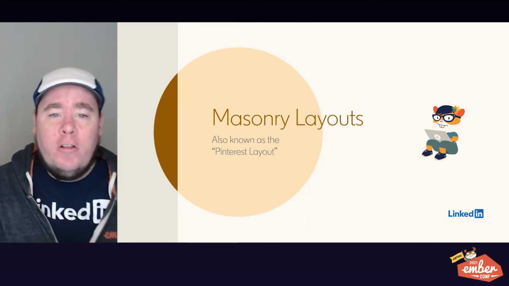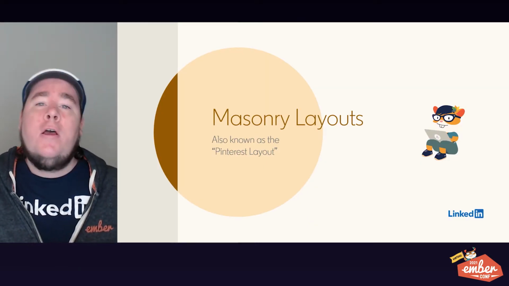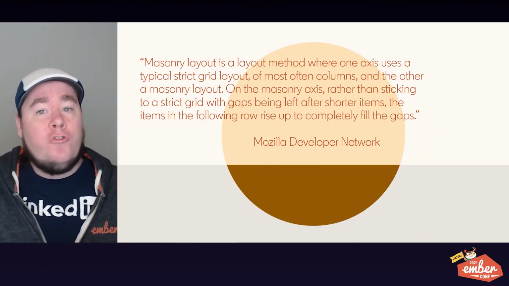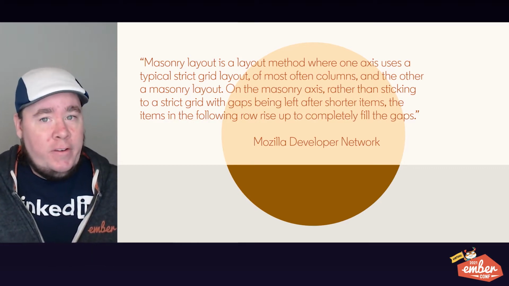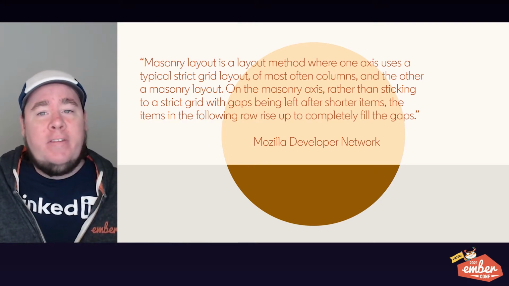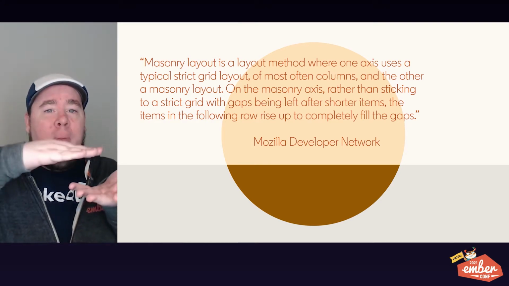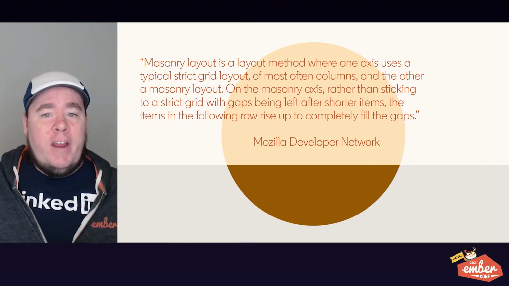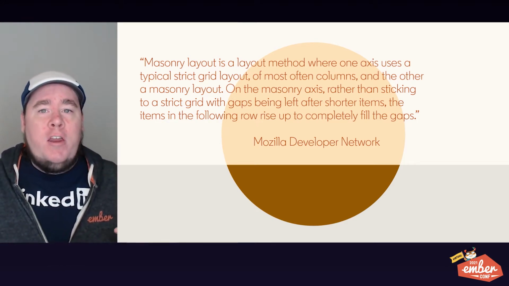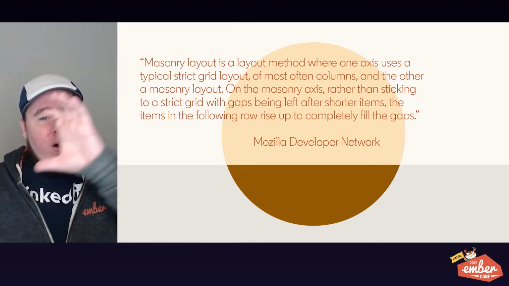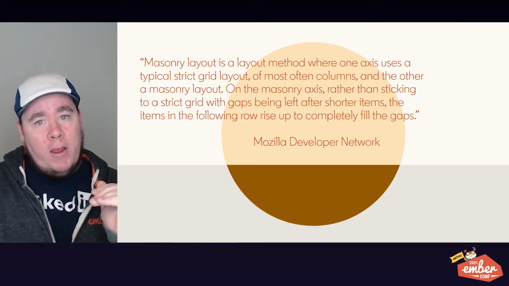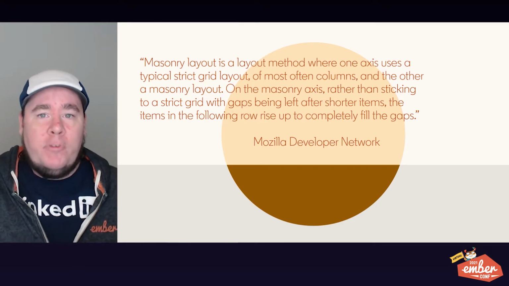Now, let's talk a little bit about Masonry Layouts, which you may know as the Pinterest layout. A Masonry layout is similar to a strict grid layout, where one axis does have that very strict grid setup, but the other axis, the masonry axis, eliminates any space between items. So instead of sticking to that strict grid, usually this is vertical space so that you have that nice layout where no matter how tall each item is, the next item below it is going to come up right underneath it without any major gaps.